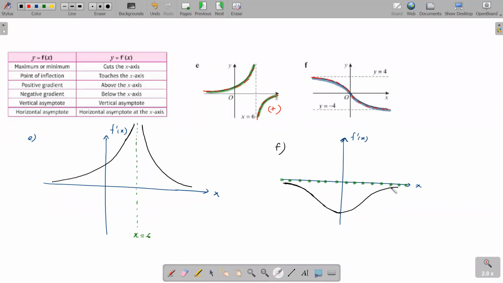You need to make it go close to 0 because your graph is becoming flat, which means the gradient becomes close to 0. So that means it needs to be flat and the f dash x needs to come close to 0 again.